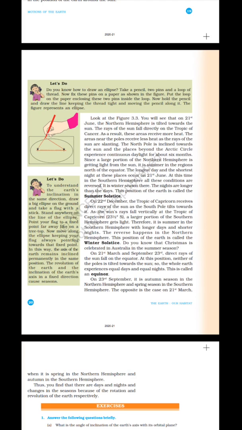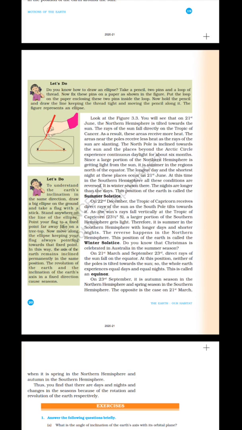On 22nd December, the Tropic of Capricorn receives direct rays of the sun as the South Pole tilts towards it. As the sun's rays fall vertically at the Tropic of Capricorn, 23.5 degrees south, a large portion of the southern hemisphere gets light. Therefore, it is summer in the southern hemisphere with longer days and shorter nights. The reverse happens in the northern hemisphere. This position of the earth is called the winter solstice.